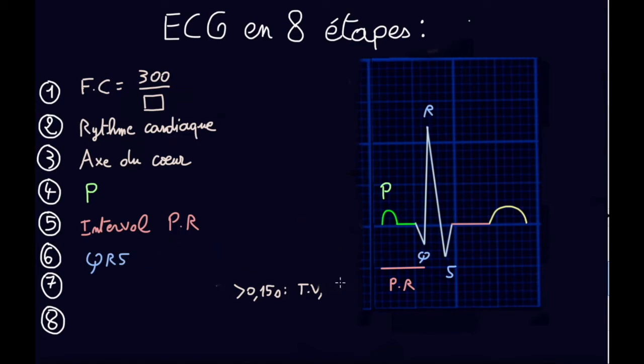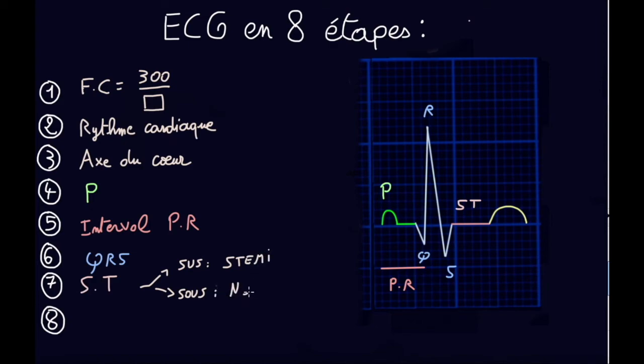Step 7. The ST segment. You have to watch the ST segment on all derivations. The ST segment must be flat. If you have an elevation, you must think about myocardial infarction with ST elevation. If you have a depression of the ST segment, you have to think this time about non-ST elevation myocardial infarction.